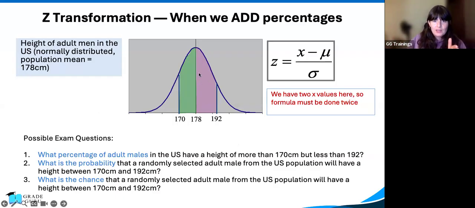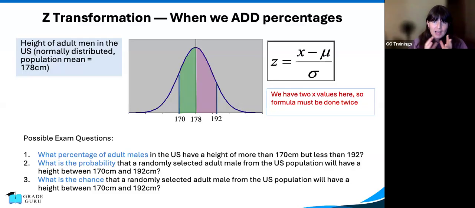Because of that, we have to divide this area into two parts so that the green part is between mean and Z, and the purple part is between mean and Z. So we can do B column for both of them. You can see we've got two X values in the question, and that means we're going to be doing this formula twice, each with a different X value. Once you've done these two sections separately, you're going to add them together to get the total area.